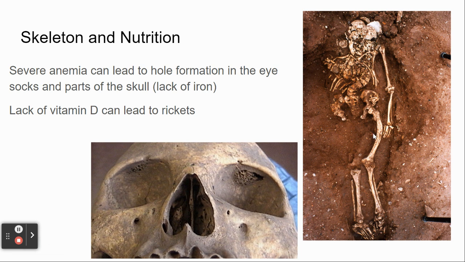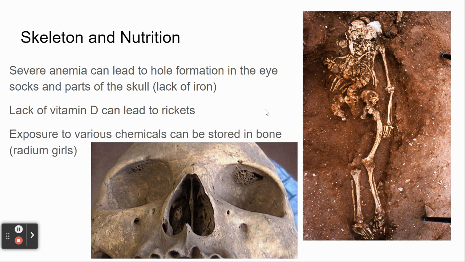Lack of vitamin D is going to lead to rickets. This is a femur. Your femur should not be bent like this. So this indicates that this individual didn't have good vitamin D exposure, and as a result of that, they ended up with the formation of rickets. These bones end up being misformed, so it's going to affect gait and things like that. But again, different ways of being able to identify those.